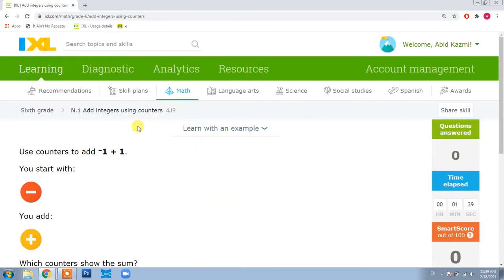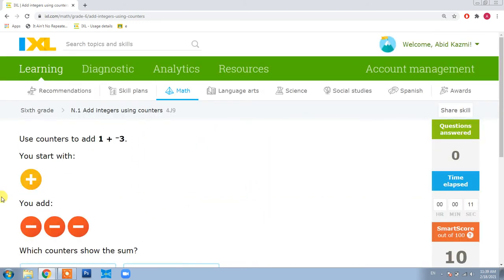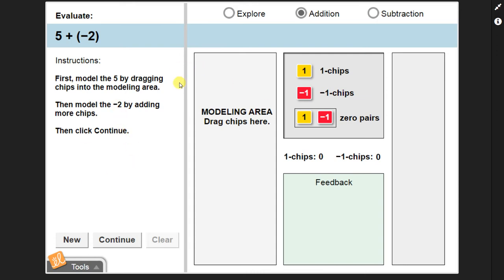Okay, let's do this on IXL. Use counters to add +1 and -3. Let's do this on an application I would like to share with you in this video. Using this, we can easily add or evaluate positive and negative numbers. For example, we have +5 here, so we can simply take +5 counters. This is 1, 2, 3, 4 and 5. We have +5 counters, right?